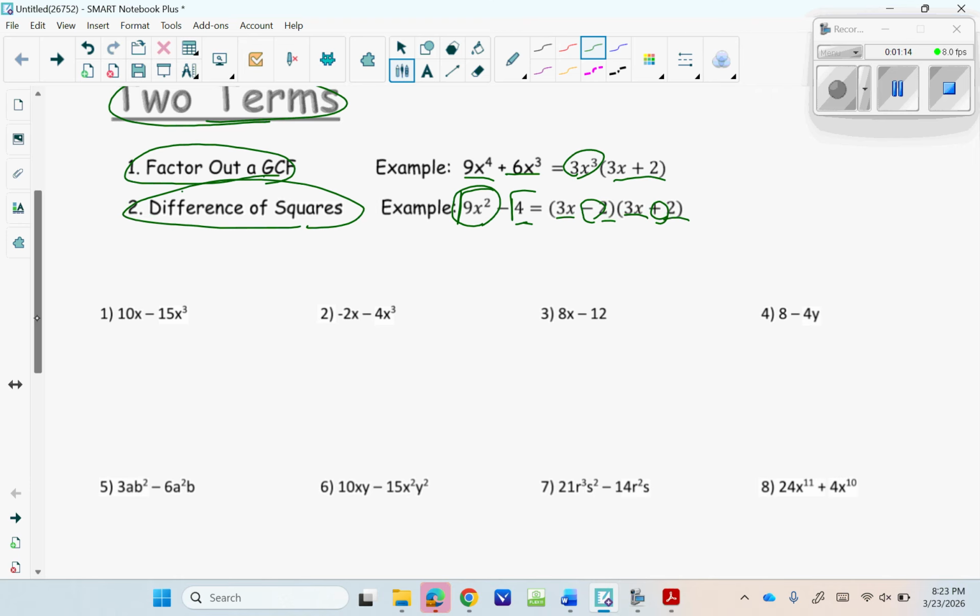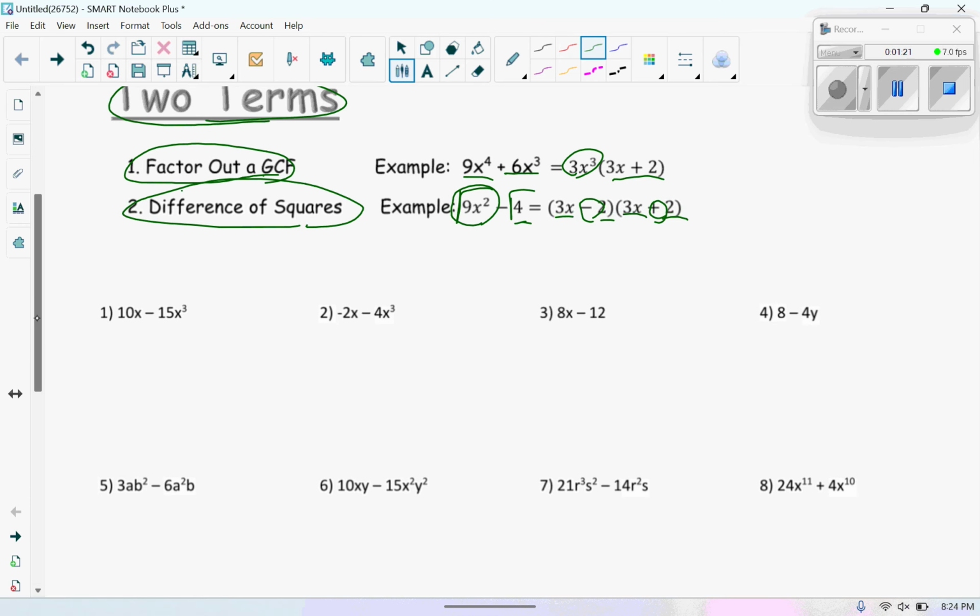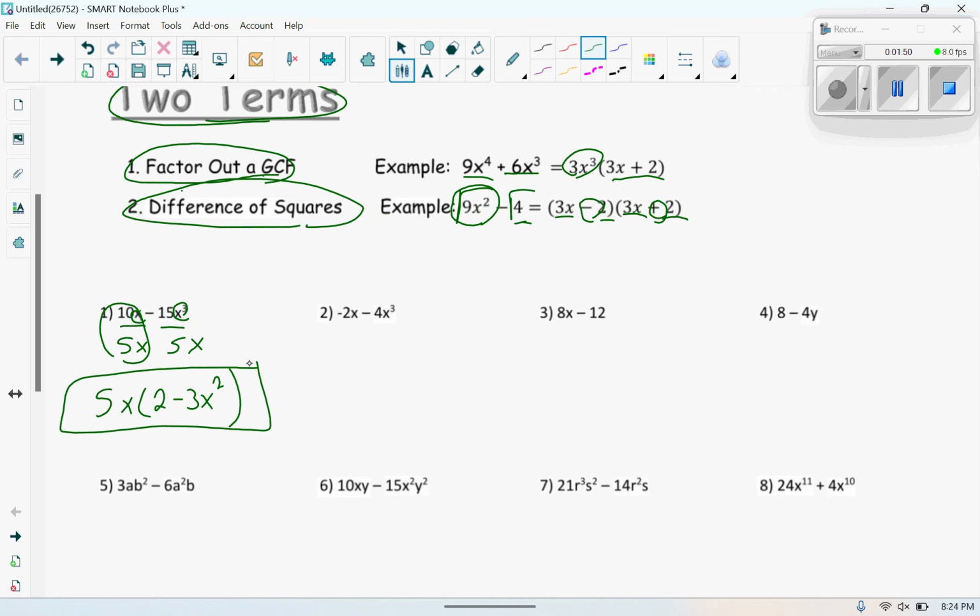Okay, so number 1, I noticed that I can't take the square root of either of them. So I am going to factor the GCF. So the first thing that I notice is that they have a 5 in common. And then I'm going to take the smallest of the variables. So they have a 5 and an x in common. So I'm going to pull out that 5x, and I'm left with 2 over here, and then minus 3x squared. Okay. So that is your answer. That's all you have to do on that one.